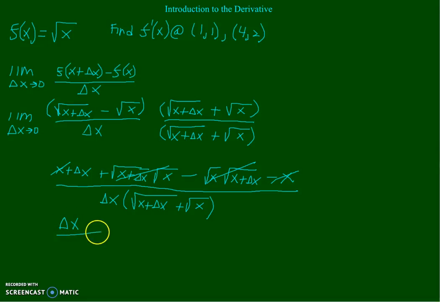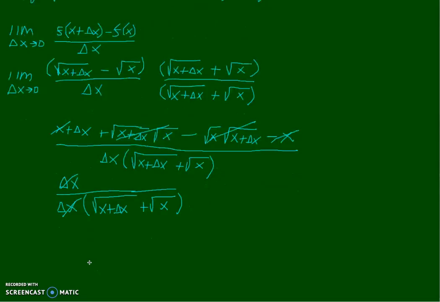So delta x over delta x times the square root of x plus delta x plus the square root of x. And now you can see that the delta x's in fact cancel out, and what we're left with is 1 over the square root of x plus delta x plus the square root of x. And here's where we're going to take our limit.